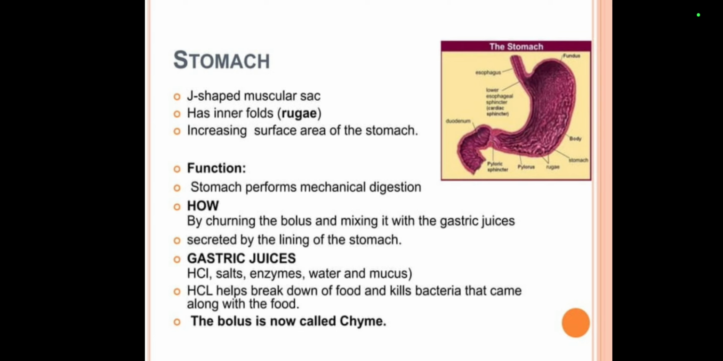So one good function of the stomach is to perform mechanical digestion. So other than the mouth, we also have the stomach to break down the nutrients and minerals that we can get from the food. How? By churning the bolus and mixing it with the gastric juices. So that is the reason why the stomach can perform mechanical digestion. It is also secreted by the lining of the stomach.